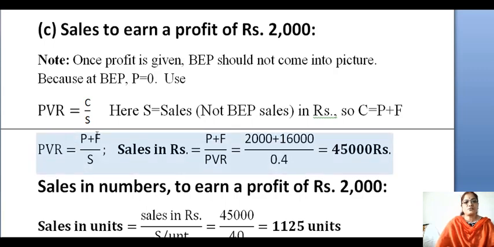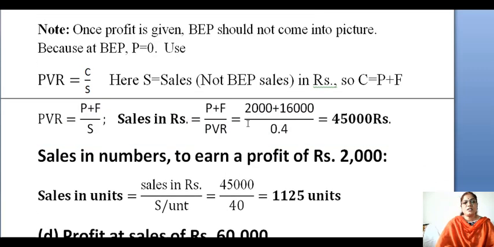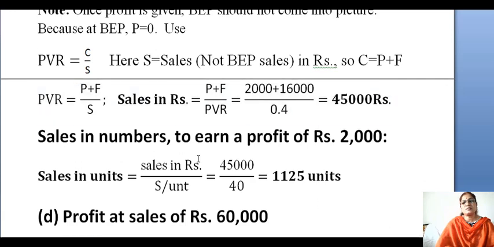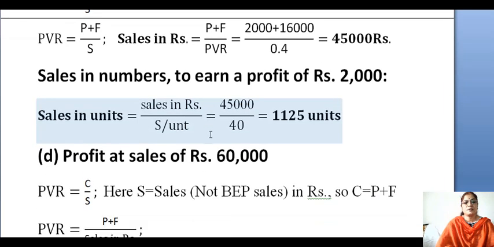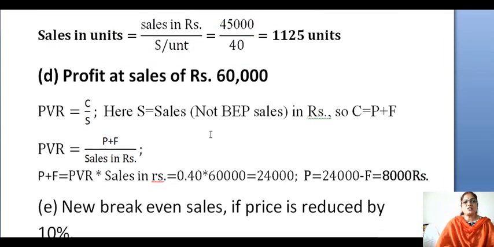So let us use the formula. In place of C, let us write P plus F. In place of S, let us write sales in rupees. So just exchange the places of PVR and sales in rupees. We get sales in rupees because that is to be found out. So bring it to the left, substitute the values, we get the answer. If sales in numbers is needed, just divide that by selling price per unit, 1125 units to get a profit of 2,000.